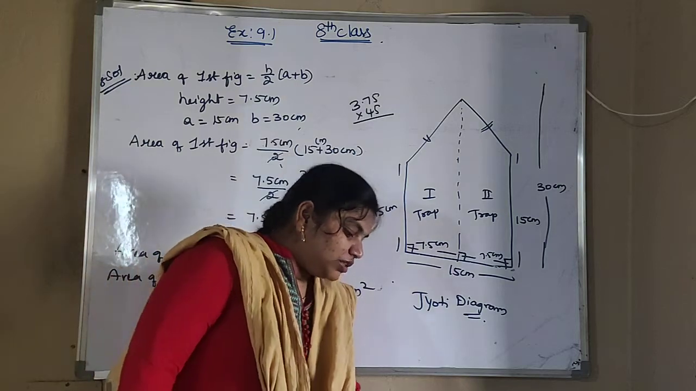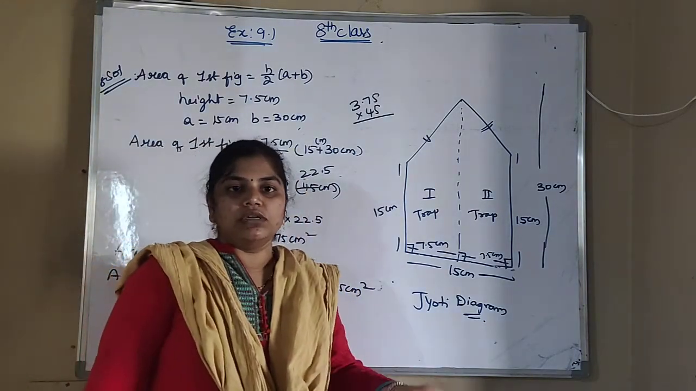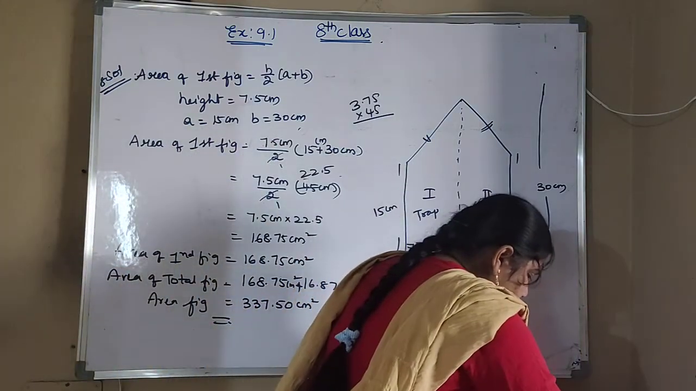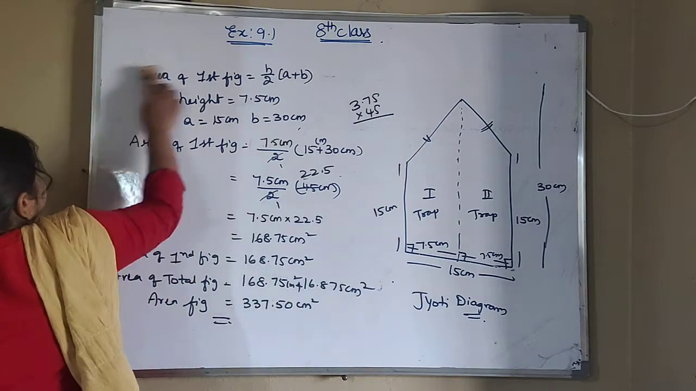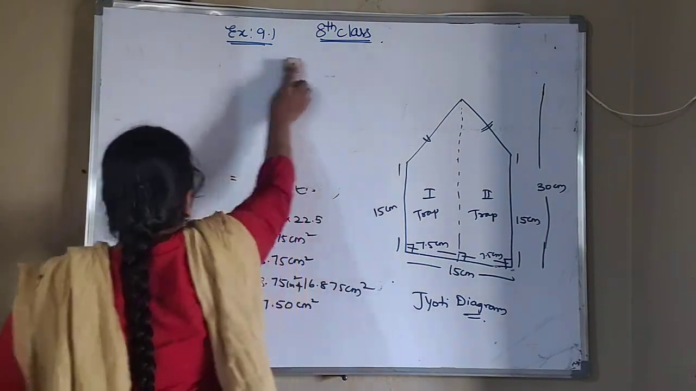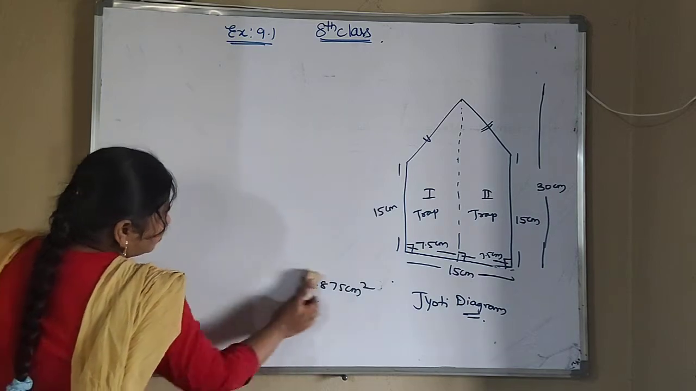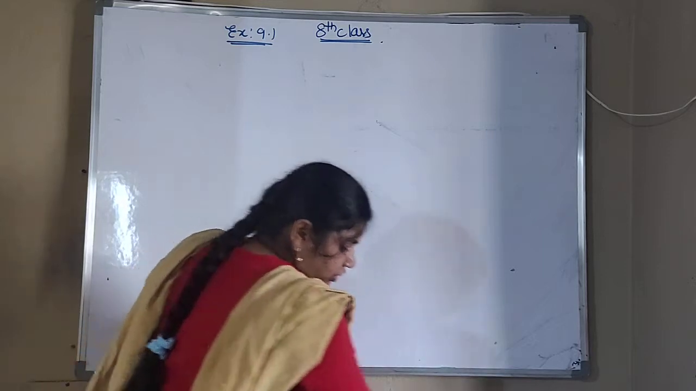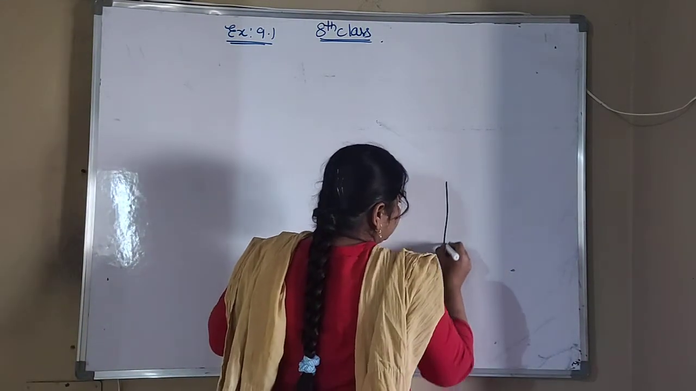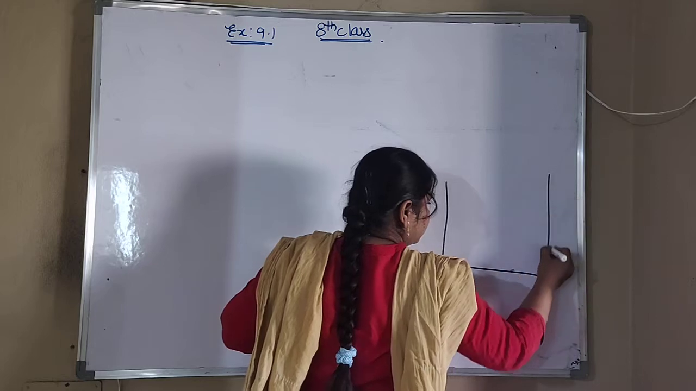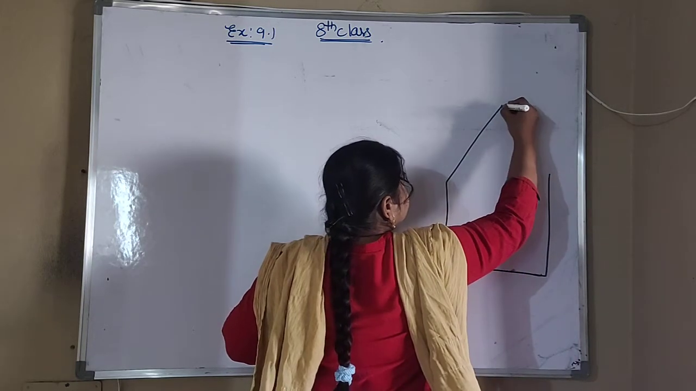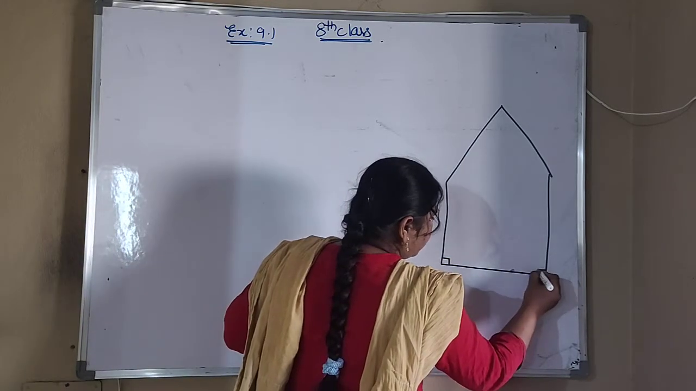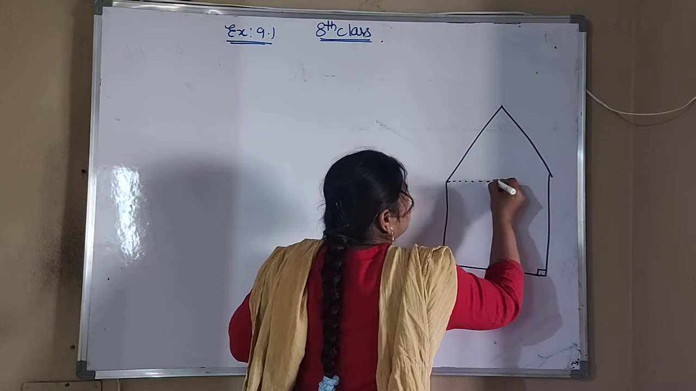So whether Rishida will also get the same value, the same area or not, we will check. Here we will see what Rishida's figure is and how she has divided the figure. Now she has divided it in a horizontal way like this.